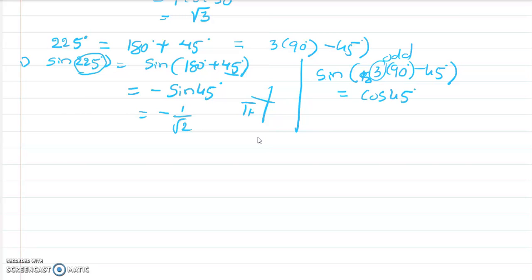Cos 45 degree, and sine is also negative in the third quadrant, so minus sign. Minus cos 45 degree is 1 by root 2. So for both we got the same result.